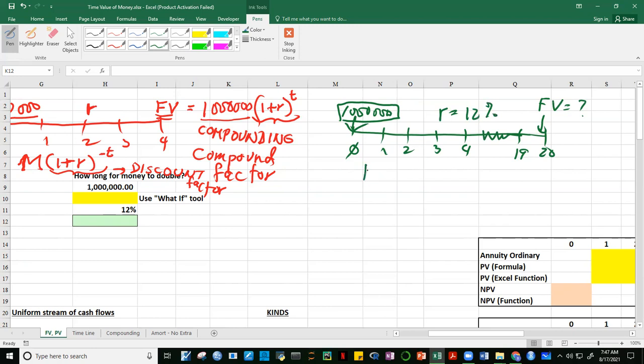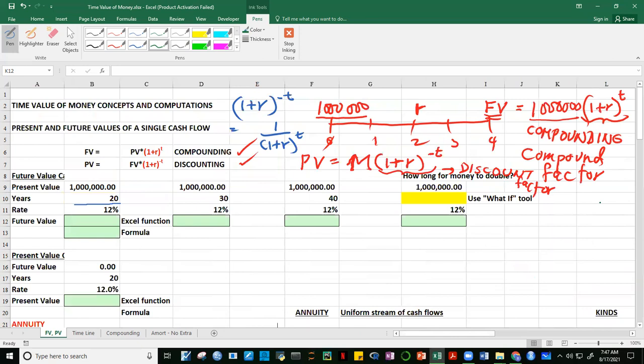We can, of course, use the future value formula, which is equal to the present value times 1 plus R raised to the T. We multiply it with the compound factor, and this translates into 1 million times 1 plus 12% raised to the 20th power. Very easy in math, very easy in calculators, but we'll be using Excel. So let's compute for that.